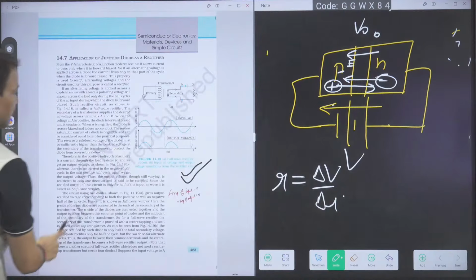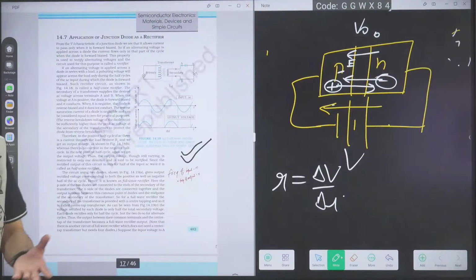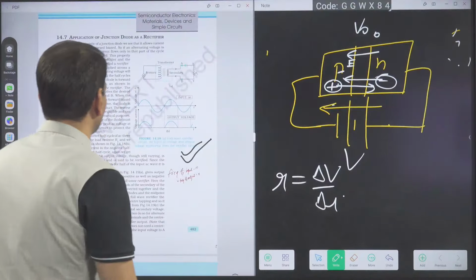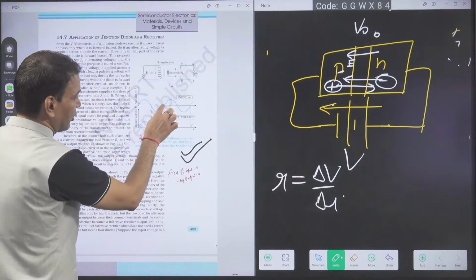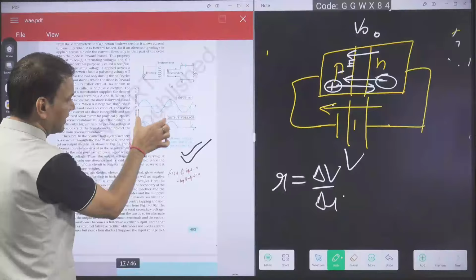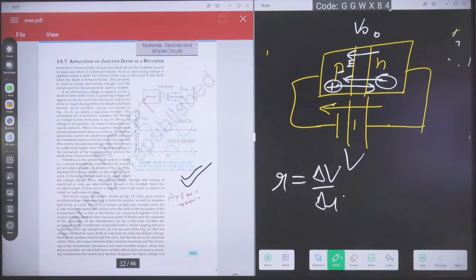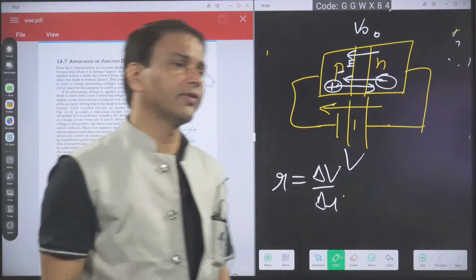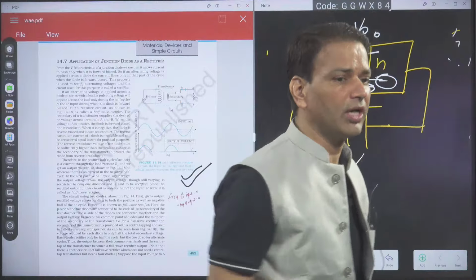Okay. In the half wave rectifier, what do we have to remember? Frequency of input. This is one cycle of the input, and this is one cycle of the output. You can see the time period is the same, so the frequency is also the same. So in half wave rectification, the frequency of input and the frequency of output are equal.